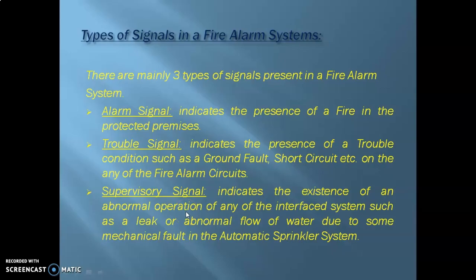Alright, so now that we have finished discussing the types of circuits in a fire alarm system, we will discuss the types of signals that exist in a fire alarm system as well. Now, there are mainly three types of signals that are present in a fire alarm system. First being the alarm signal, second being the trouble signal, and the third being the supervisory signal. So now we will go into a bit of detail in these signals. The first one being the alarm signal. As the name suggests, this indicates the presence of a fire alarm in the protected premises.